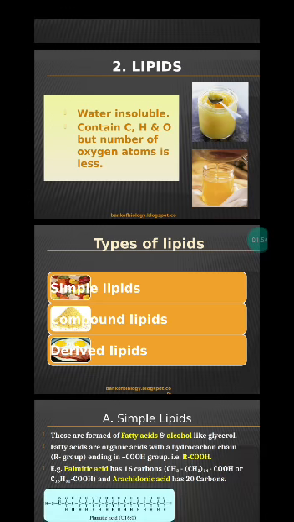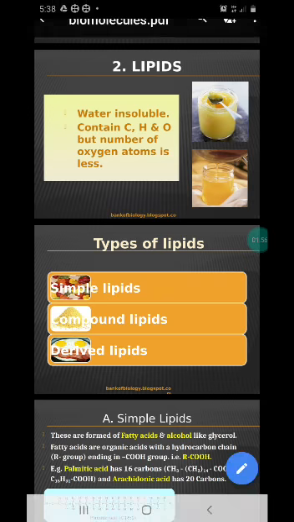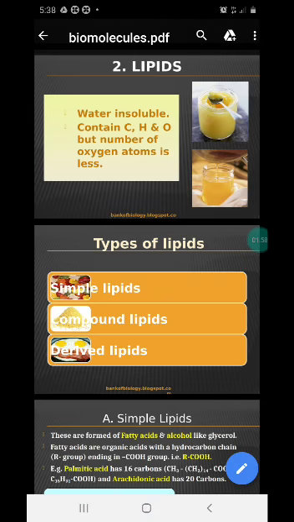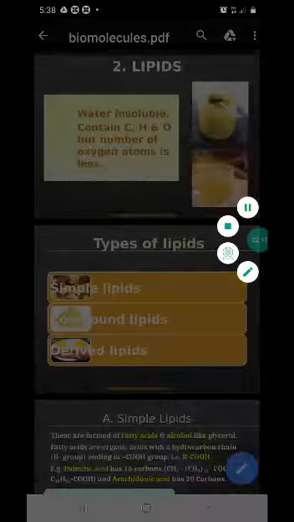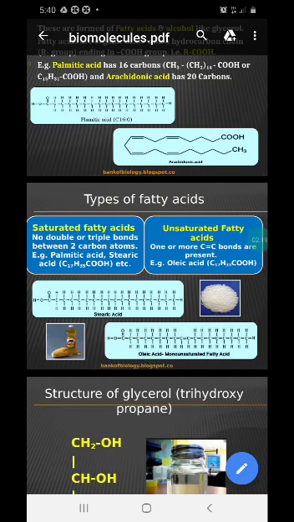And the simplest of the fatty acids contain nearly 16 carbon atoms, for example palmitic acid, and arachidonic acid has nearly 20 carbon atoms. So the simplest is palmitic acid, which has nearly 16 carbons including the COOH. Coming to the types of fatty acids. Lipids are made up of fatty acids and glycerol. The fatty acids may be saturated or unsaturated.